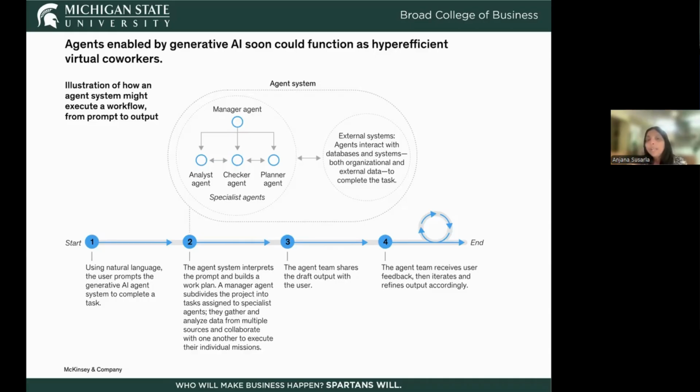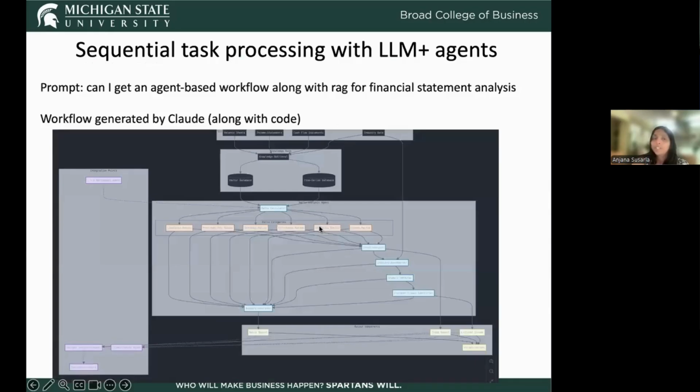So, what happens when you have workflows enabled by AI? That raises a whole set of issues which I don't have time to go into. But how can you ask an AI agent to make your research process more effective? For example, I used this for a class. Can I get an agent-based workflow, along with RAG, retrieval augmented generation, for financial statement analysis? So this is what Claude generated, and I can have this workflow along with Claude.